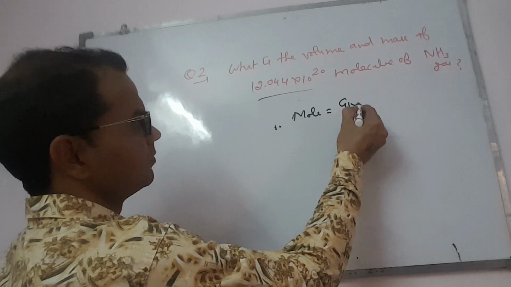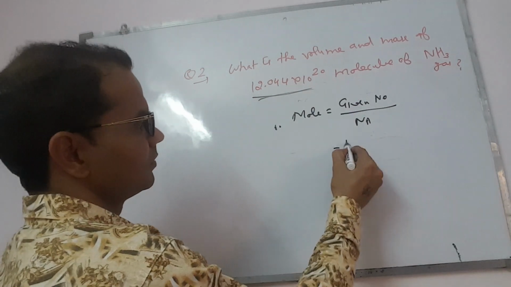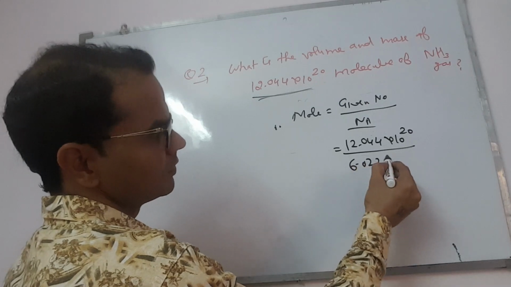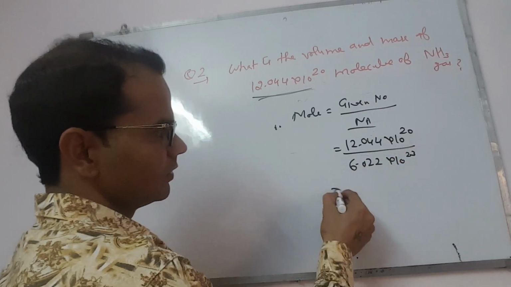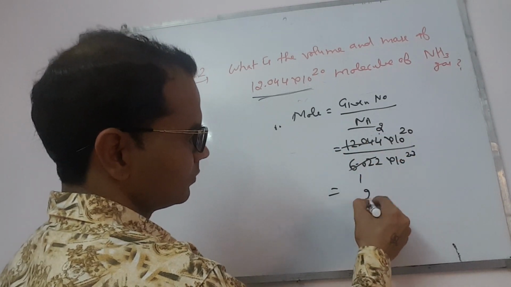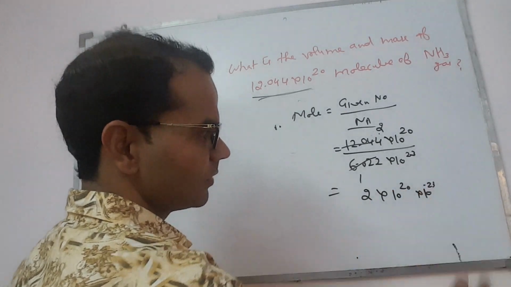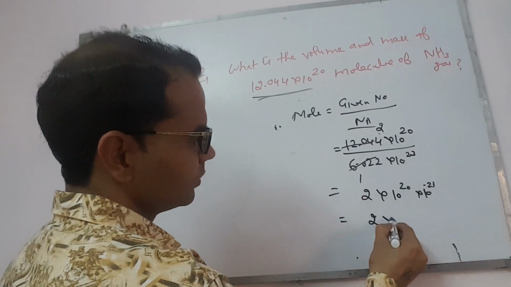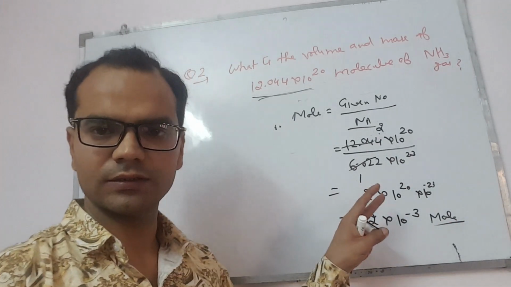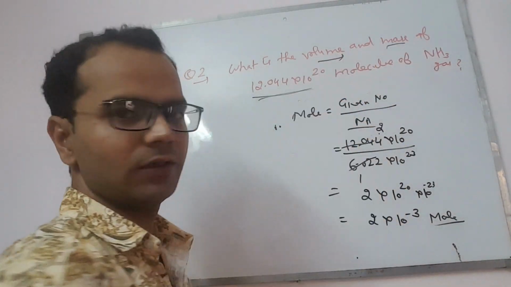Mole equal to given number by Avogadro number. Given number is 12.044 into 10 raised to power 20. Avogadro number is 6.022 into 10 raised to power 23. If we solve it, 2 into 10 raised to power 20 into 10 raised to power minus 23. So the answer will be 2 into 10 raised to power minus 3 mole. Easy. These are the moles, but we have to find out mass and volume.